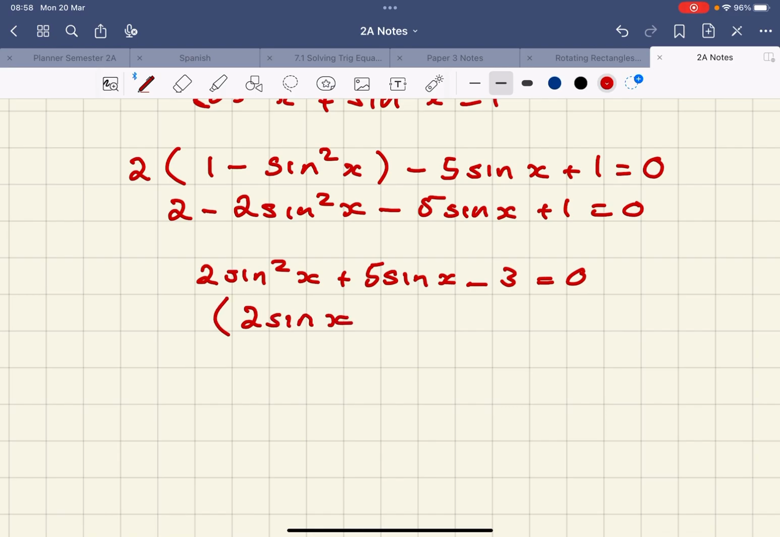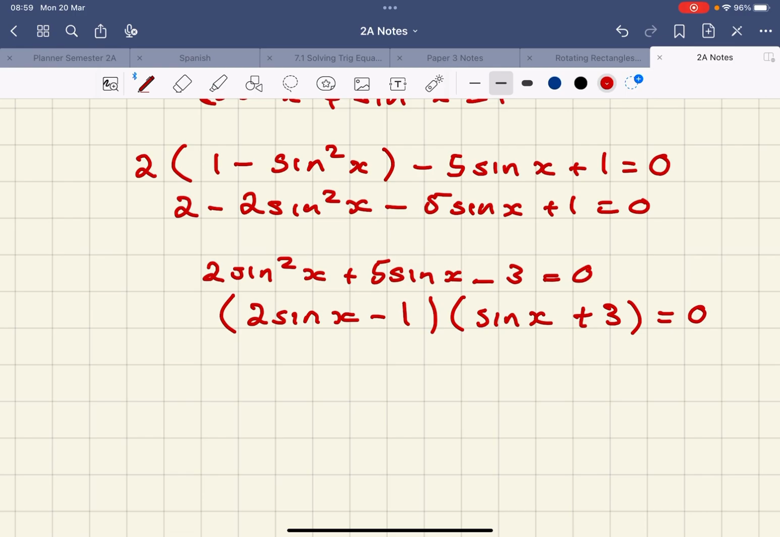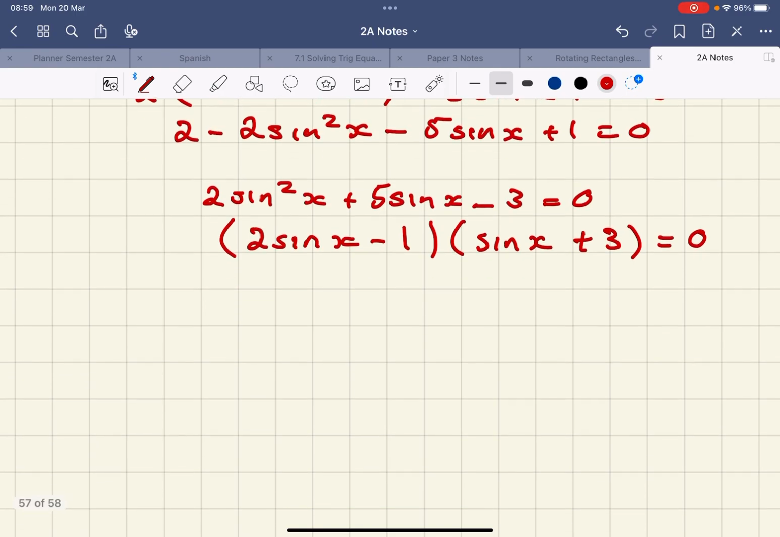I'll see if it can factorise. I think if we make this positive 3 and this negative 1, we should have a factorisable quadratic. It factorises nicely. So the first thing we're going to do, let's just take that second bracket.